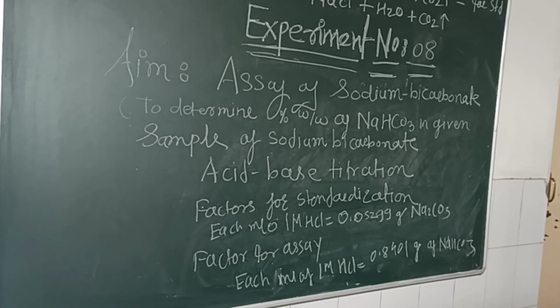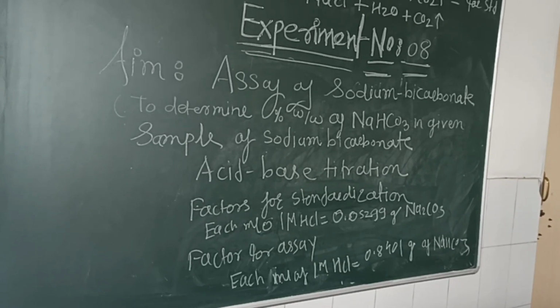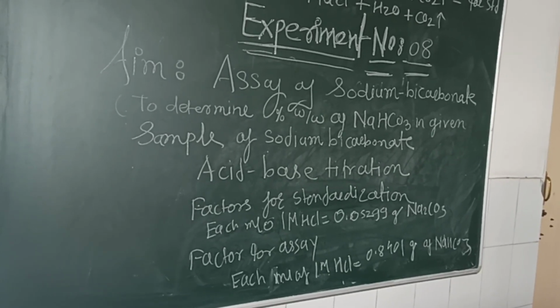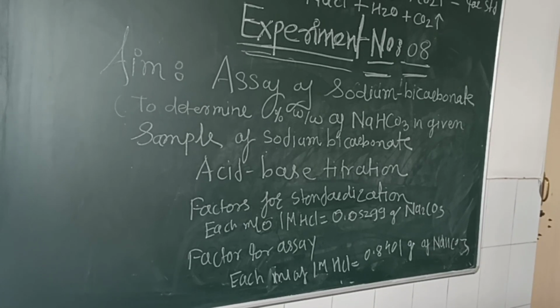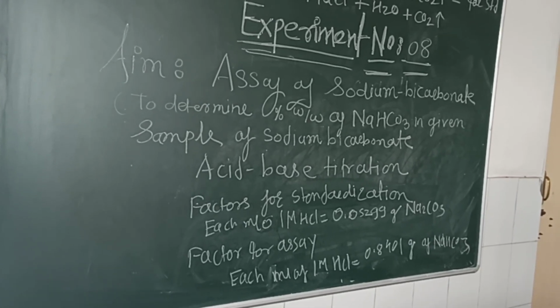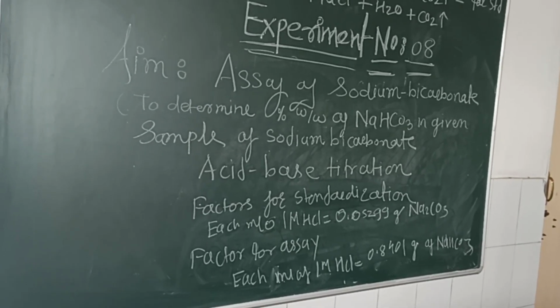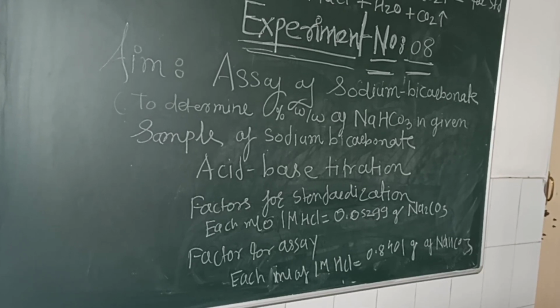Today we are going to perform the experiment of pharmaceutical chemistry 1. It is experiment number 8. The aim is to perform the assay of sodium bicarbonate. In that you have to determine the percent weight by weight of sodium bicarbonate. Here sample sodium bicarbonate is given.